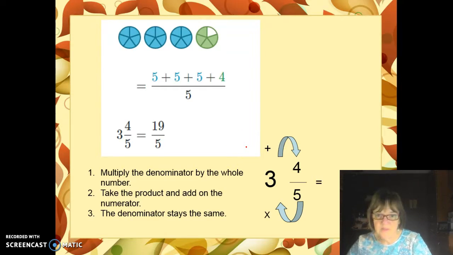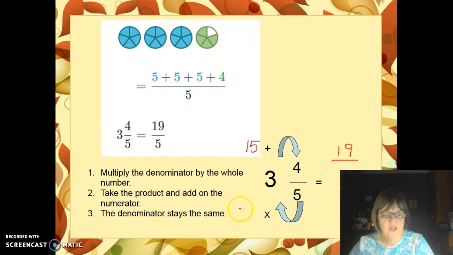So 5 times 3 is 15. Okay? 5 times 3 is 15. And then I take the 15 and I add it to the 4. So see how it says take that product. You guys know what a product is. I know I'm talking in high mathy terms, but we can do this, people. 15 plus 4 is 19. And I had to do this up here because of my picture down below. And then just copy the denominator.